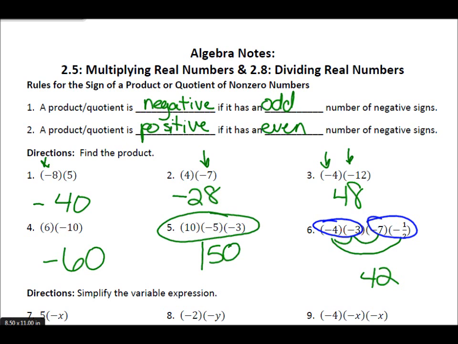So remember, if I have an odd number of negative signs, then my answer would be negative. If I have an even number of negative signs, then my answer is going to be positive. At this point, we're going to stop, and we're going to do section 2.5, 2.8, checkpoint 1.